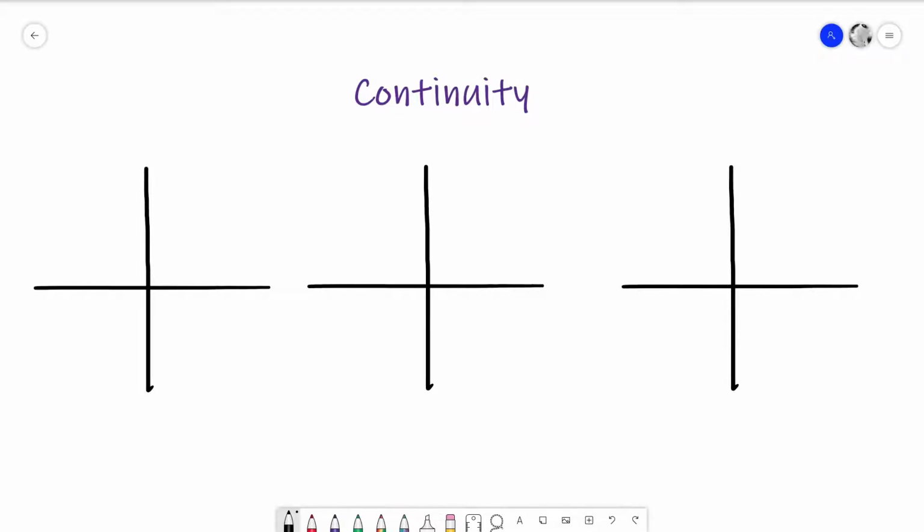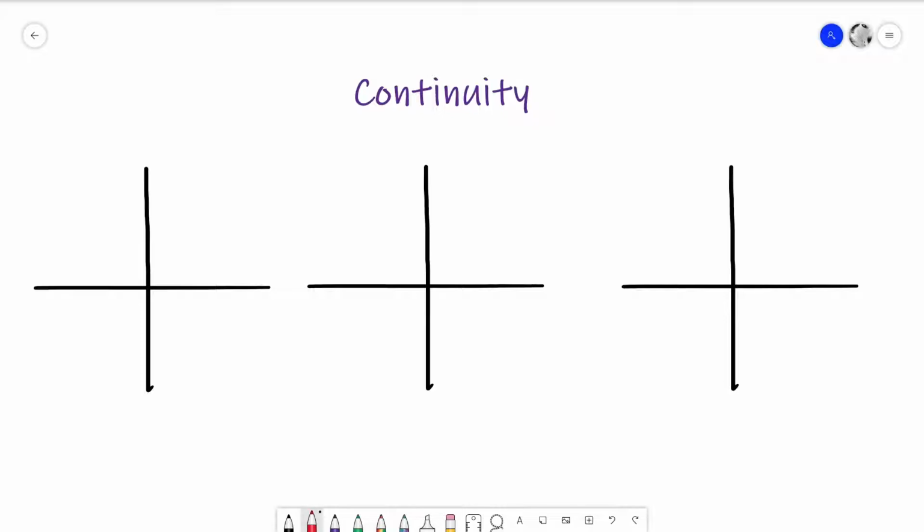Informally, we say that a function is not continuous if it has an interruption. In other words, if there are any holes, any jumps, or any gaps in the function, that function is not continuous. So let's take a look at 3 examples of functions where they are not continuous.